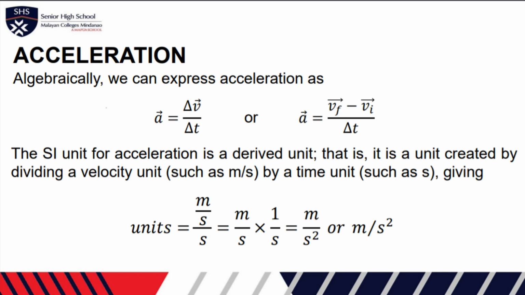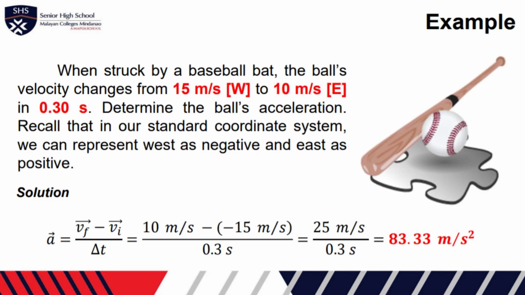Now, let us put that into a real scenario. Sir, I'm very excited to have that in a real scenario. Now, here is the problem. When struck by a baseball bat, the ball's velocity changes from 15 meter per second west to 10 meter per second east in 0.30 seconds. Now, you need to determine the ball's acceleration.